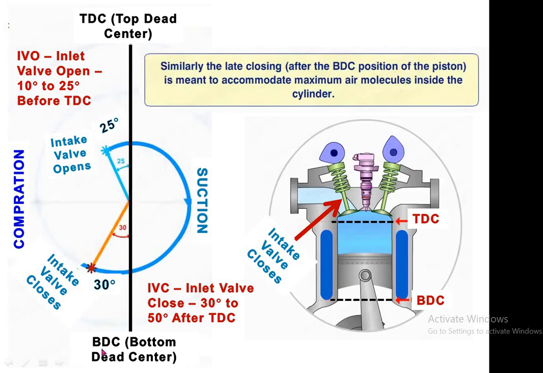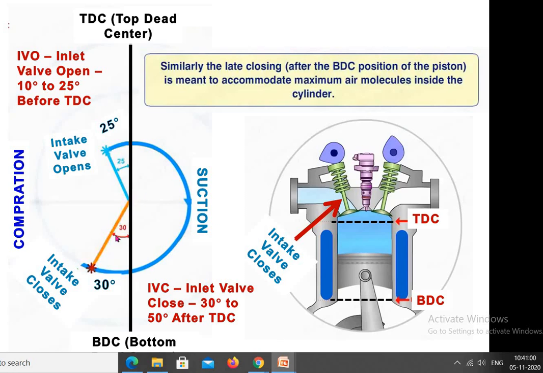You can say this is the top dead center and this is the bottom dead center. The inlet valve opens mostly 10 to 25 degrees before TDC and closes mostly 30 to 50 degrees after, according to the type and system of the engine. The opening or closing may be different. So as I have explained, the actual opening or closing of the inlet valve during the suction stroke may be: the inlet valve opens 10 to 25 degrees before the piston reaches top dead center, and closes 30 to 50 degrees after the piston travels from bottom dead center towards the top dead center. So there is a clear early opening as well as late closing, so there will be maximum admission of air molecules in the cylinder.